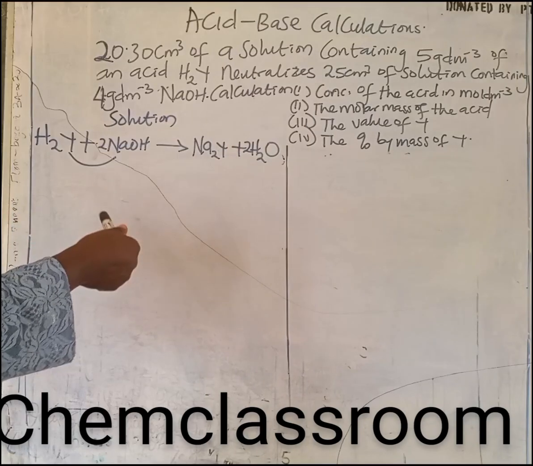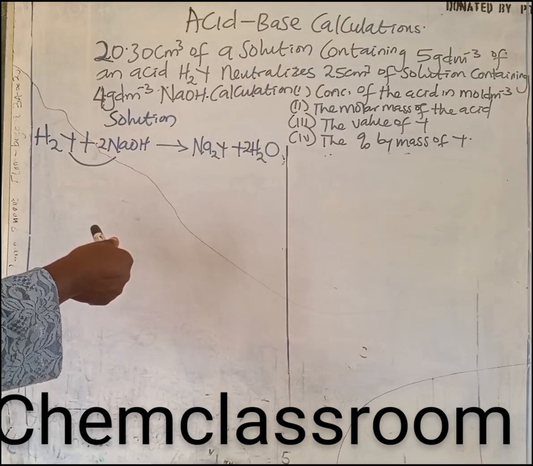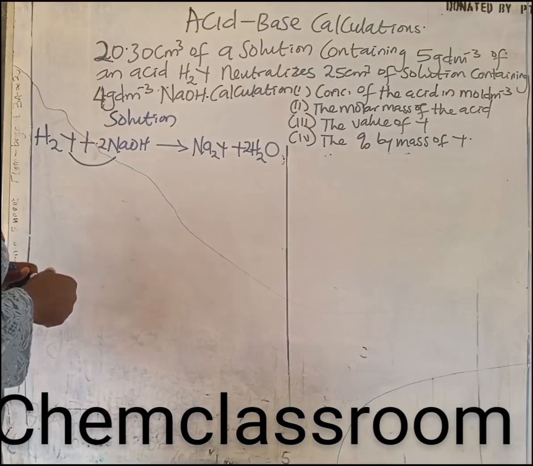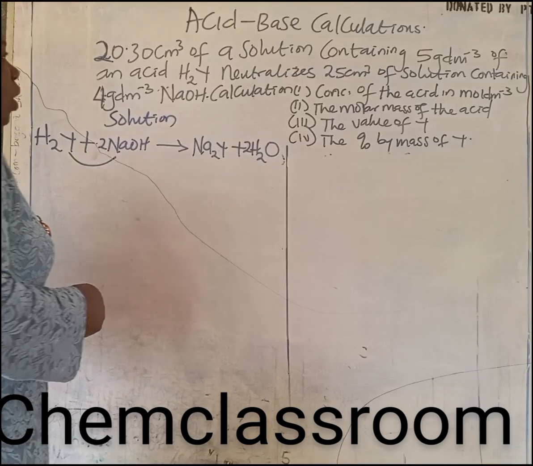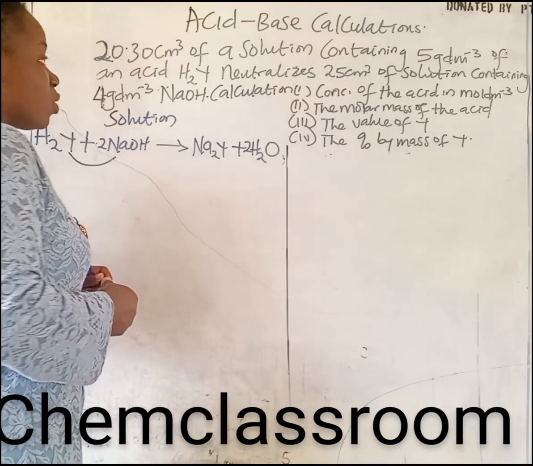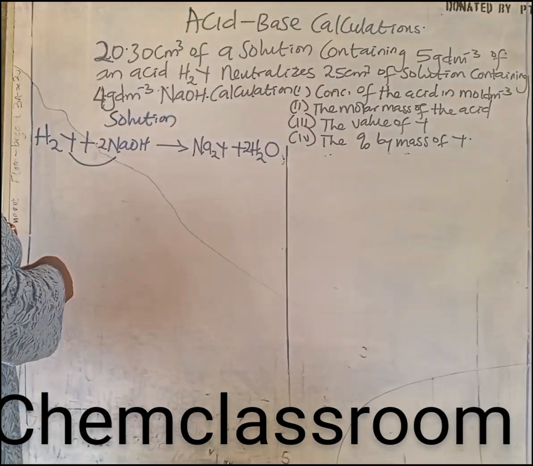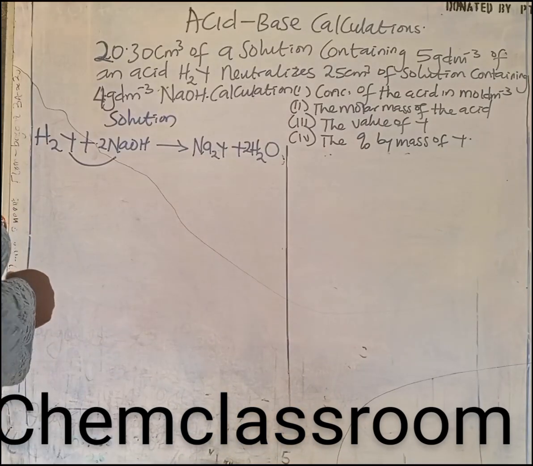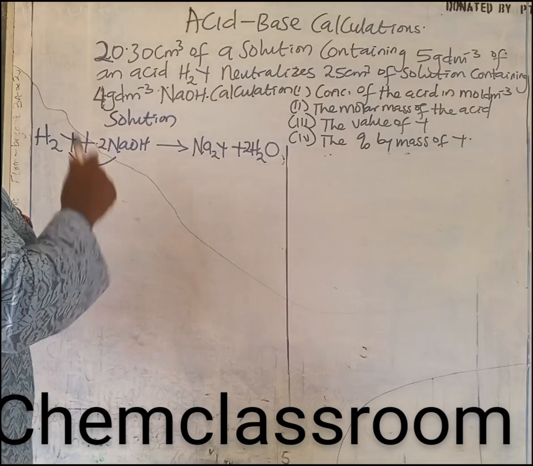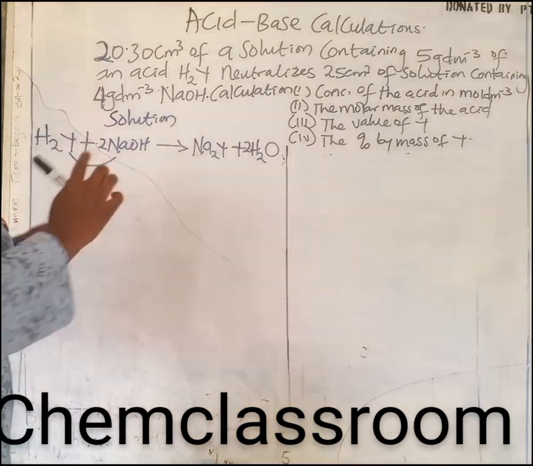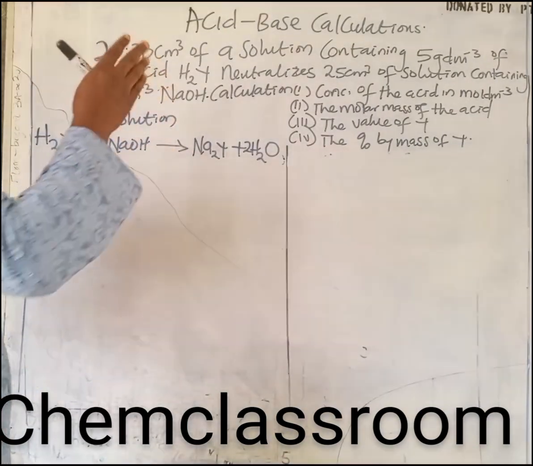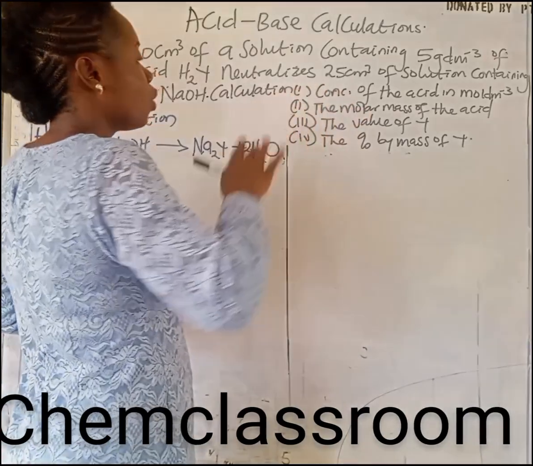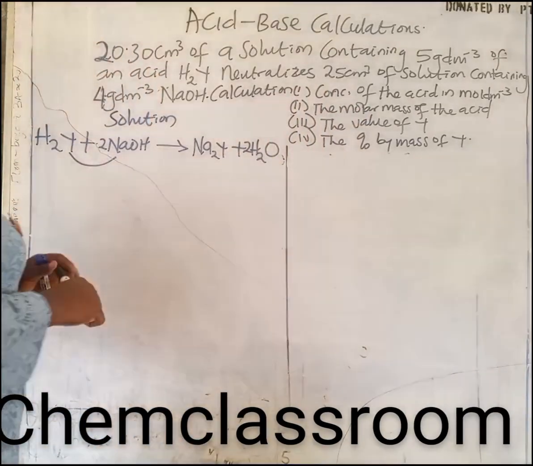With the parameters that we have on the board, they say calculate the concentration of the acid in mole per dm cube. We are being given only the mass concentration, which is the concentration in grams per dm cube, for both the acid and the base. So what I'm going to do is look for the concentration of the base in mole per dm cube before I can go ahead and calculate the concentration of the acid in mole per dm cube.